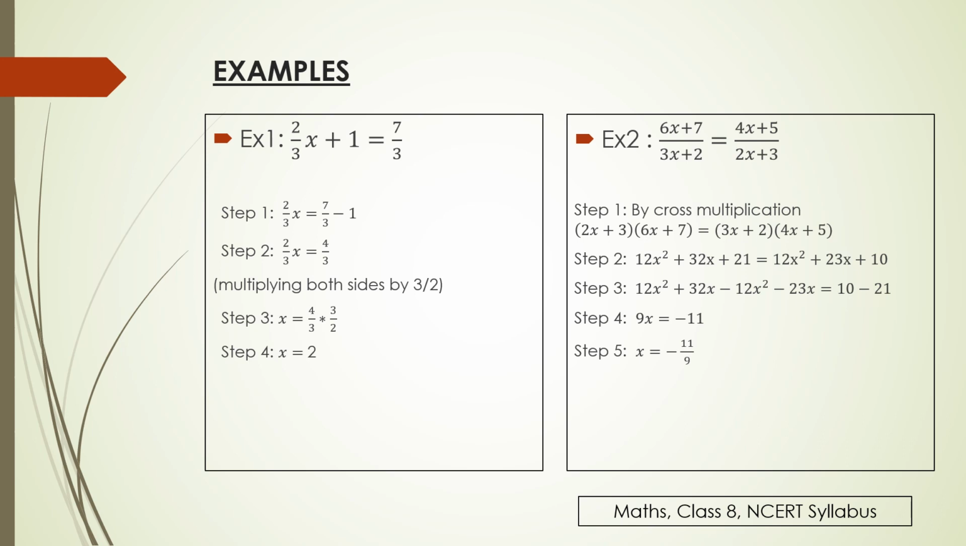Now let's look at example 2. Since both the sides are in fraction forms, we will cross multiply first in step 1. Then in step 2, we will open the brackets by multiplying. In step 3, we will transpose our constants and variables, which will lead us to the solution in steps 4 and 5, and give us the result, x equal to minus 11 by 9.